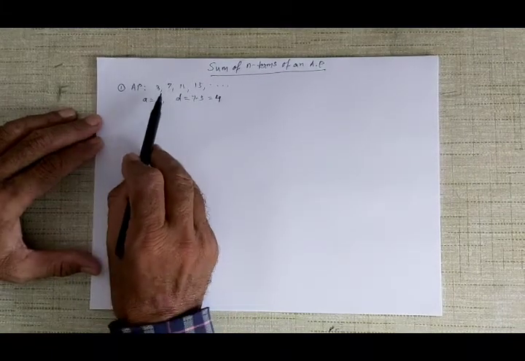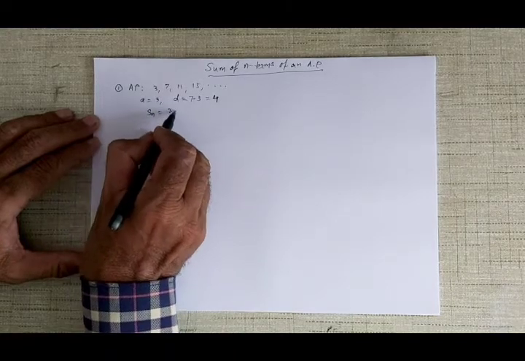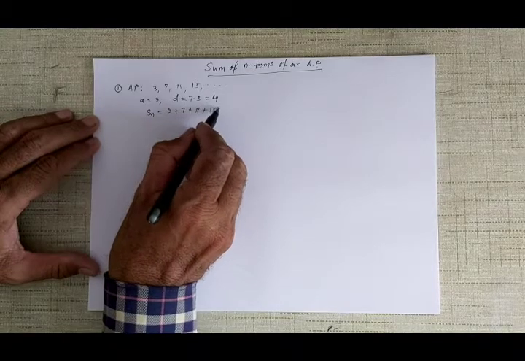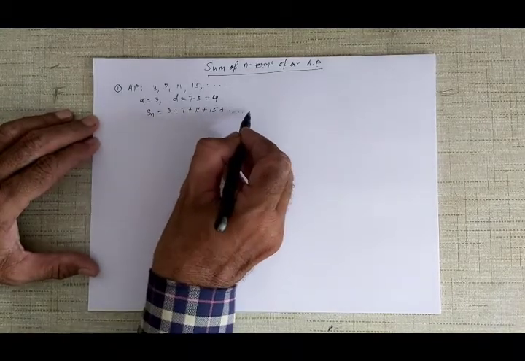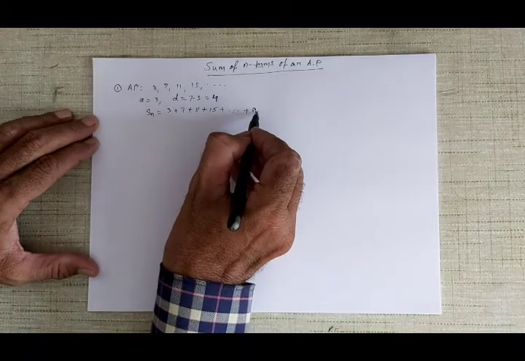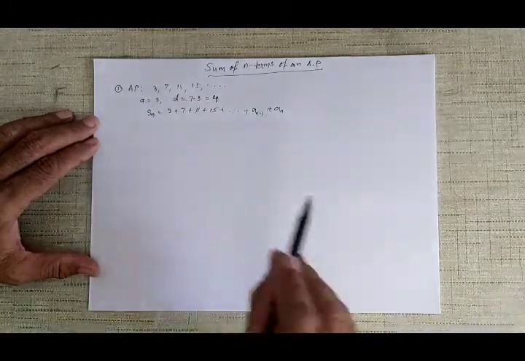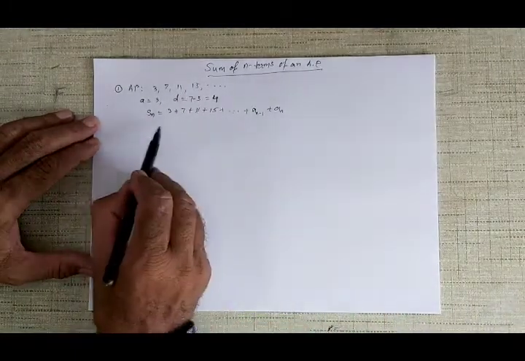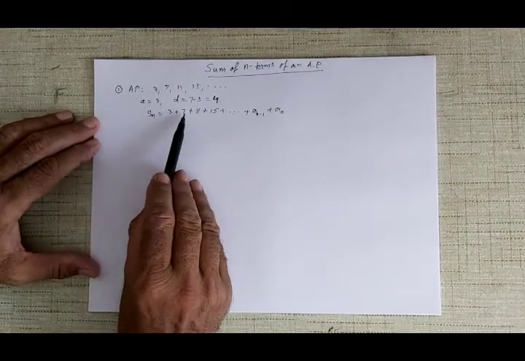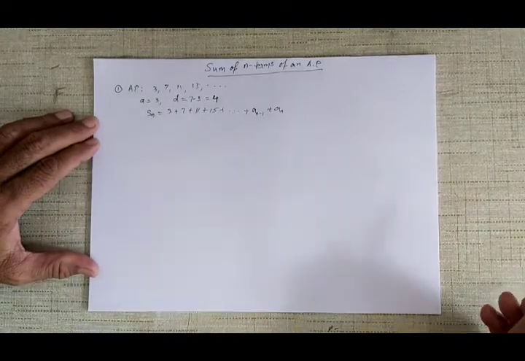If I add it like this, the sum of n terms, S of n, will be equal to 3 plus 7 plus 11 plus 15 and so on, up to a of n minus 1 plus a of n. This is called the sum of n terms. For example, 3 plus 7 is 10, 10 plus 21 is 31, and 5, 36 and so on. This is called the sum of n terms.